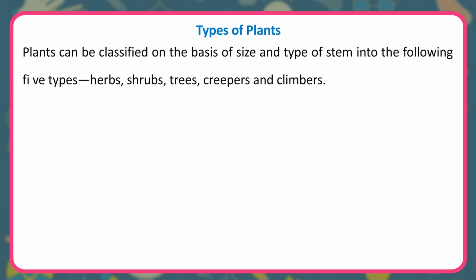Types of plants. Plants can be classified on the basis of size and type of stem into the following 5 types: herbs, shrubs, trees, creepers and climbers.